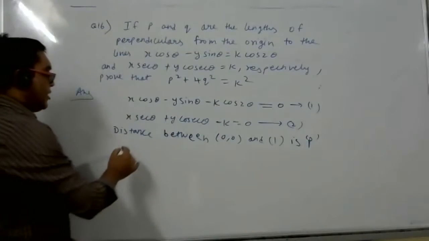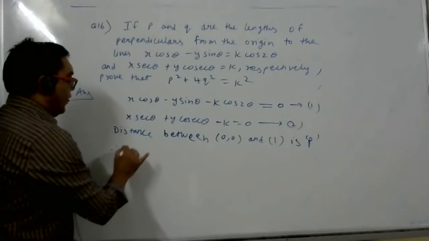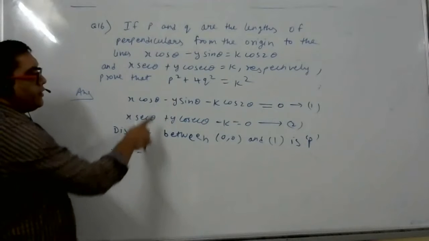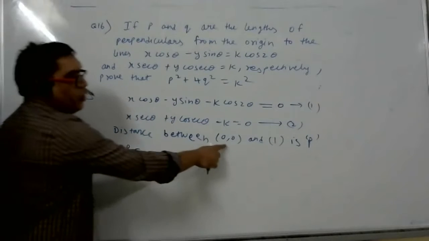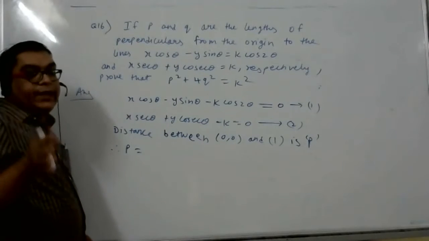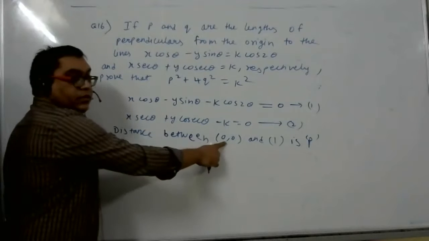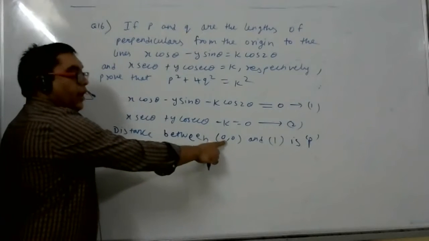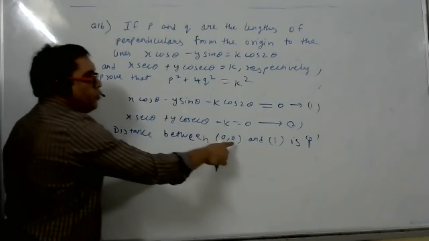Distance between origin and first line is P. But we know the distance also, no, students. What is the distance formula? P is equal to, how to find the distance of the first line from (0, 0). I told you the technique also. In the place of X, substitute the X coordinate. In the place of Y, substitute the Y coordinate.